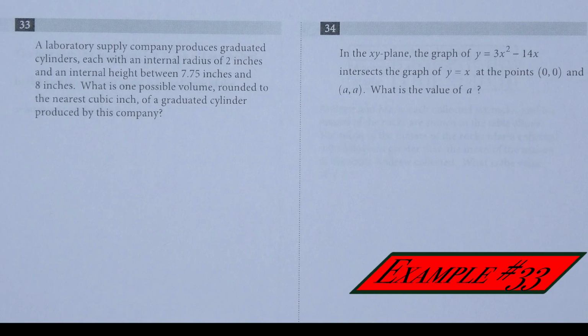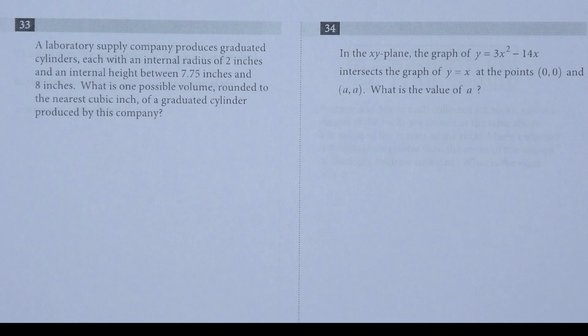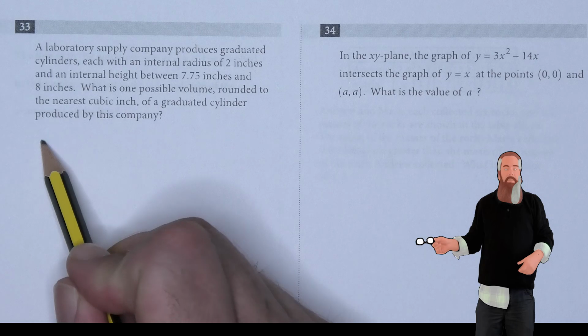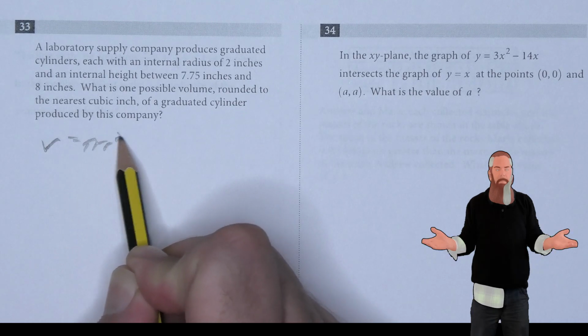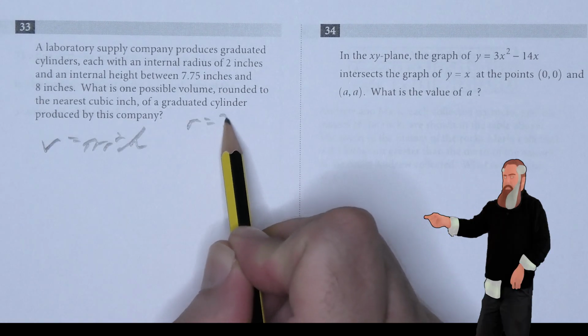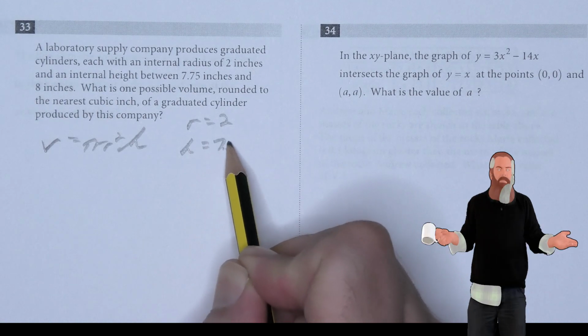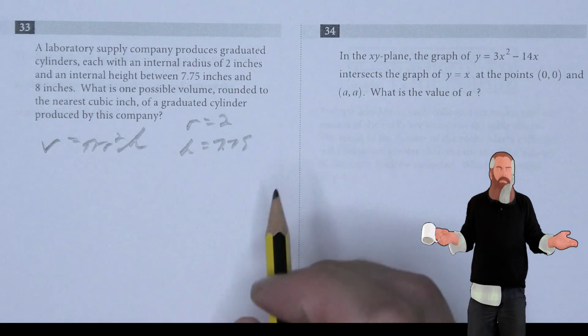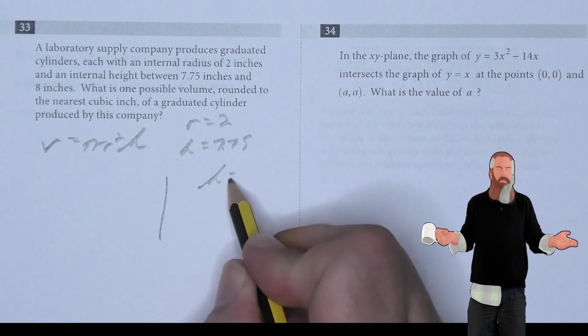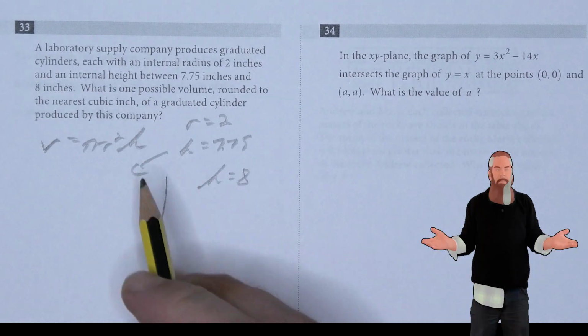A lab supply company produces graduated cylinders, each with an internal radius of 2 inches and an internal height of 7.75 inches and 8 inches. What is one possible volume, rounded to the nearest cubic inch, of a graduated cylinder produced by this company? We know that the volume is equal to pi r squared h, and in this case the radius is 2 and the height is 7.75. There is another case where the height is equal to 8. So we're going to look at both of those cases.